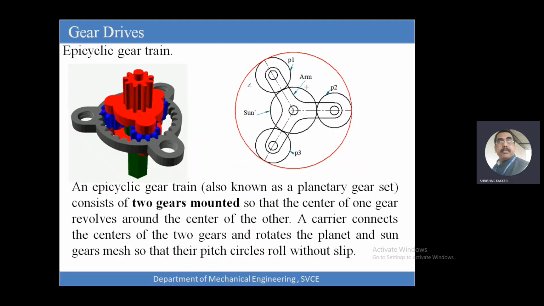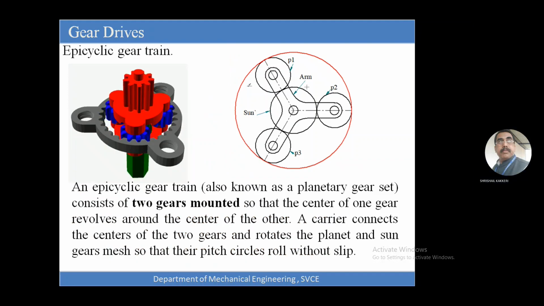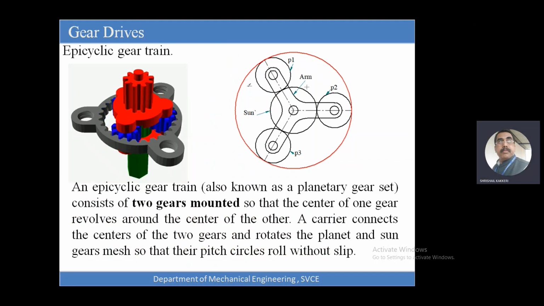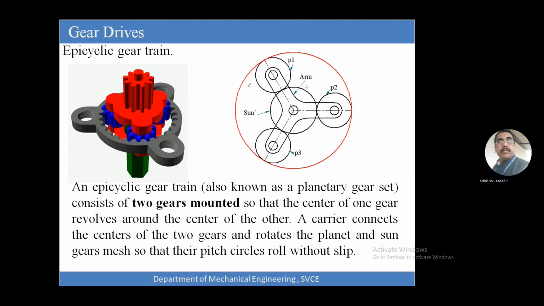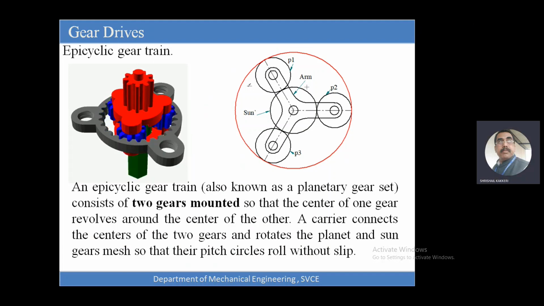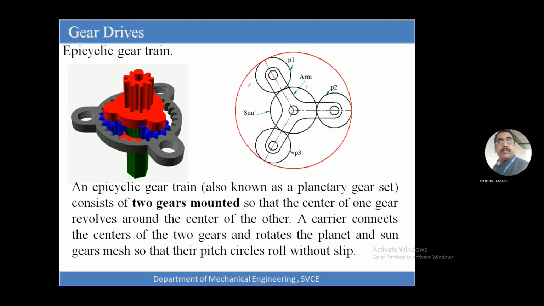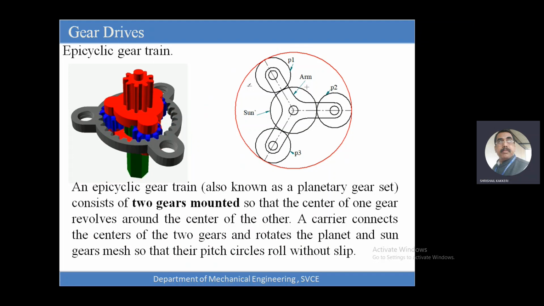And another one, the epicyclic gear train system. To make you understand, I have taken a 3D model of it, a simulated model to show that in an epicyclic gear train, there will be one arm. You can see that arm, and this will be a sun gear. And these are called planetary gears, just like a sun with planets rotating around it.